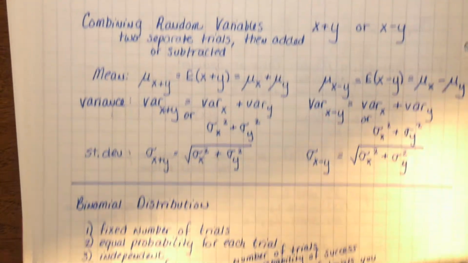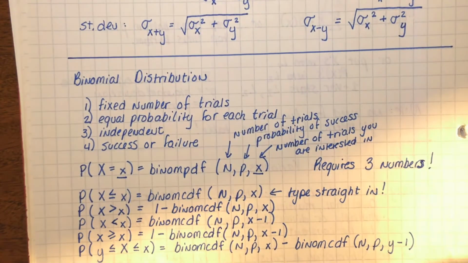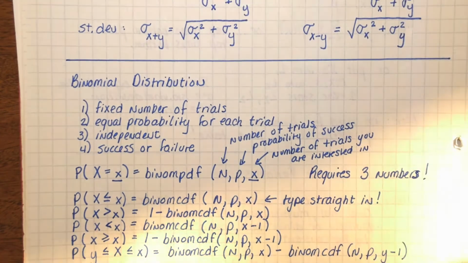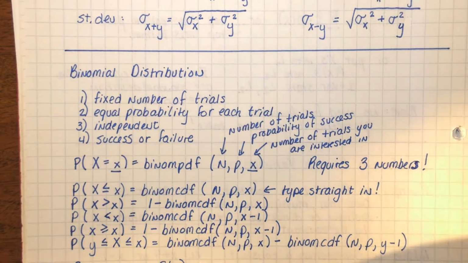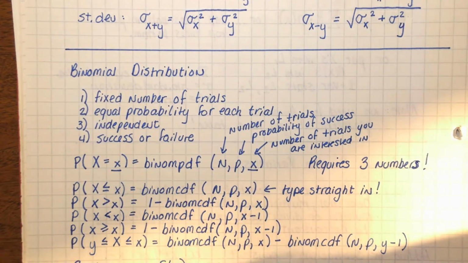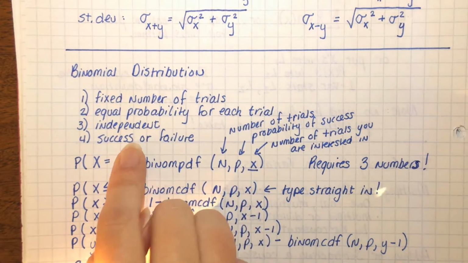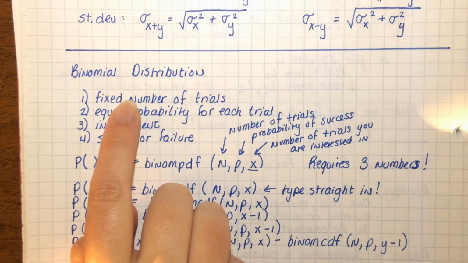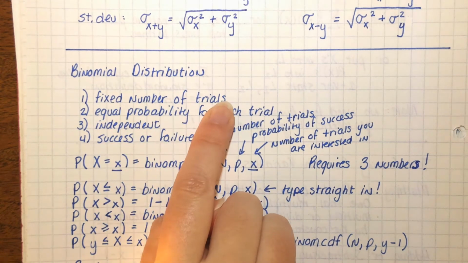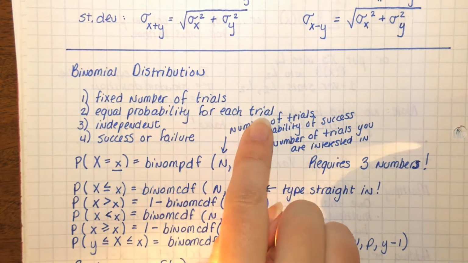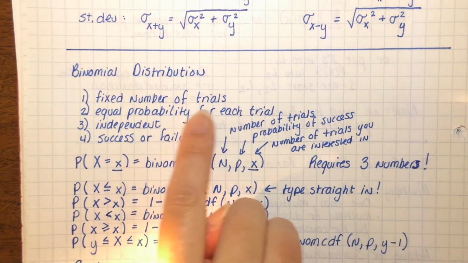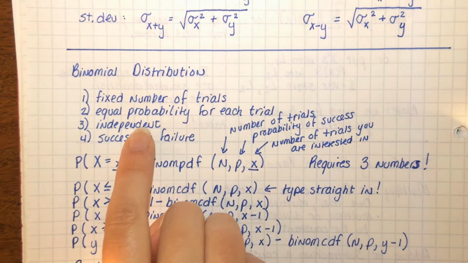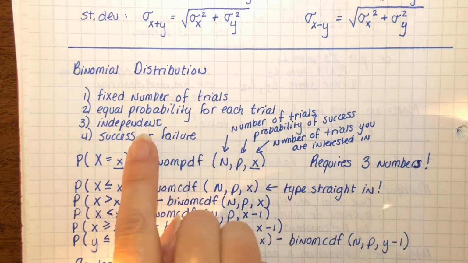Okay, our next section was very big, so you're probably going to pause me for a minute here, but that was binomial distribution. And binomial distribution is very specific. It has 4 requirements: fixed number of trials, equal probability of success for each trial, independence, and a success or failure situation.